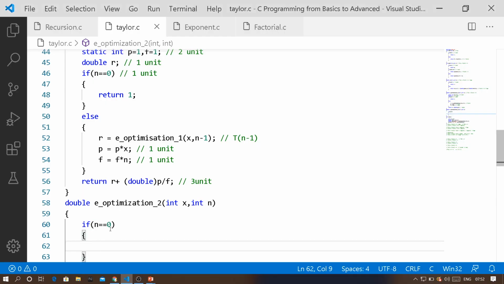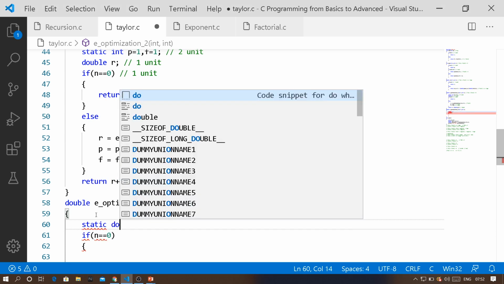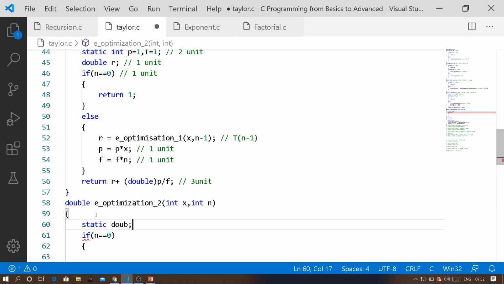So first of all, we have to be taking a static variable. I think s is going to hold the answer, right? We'll be taking a static double variable called s, because the final answer is going to be a double one. So let us take a double answer.